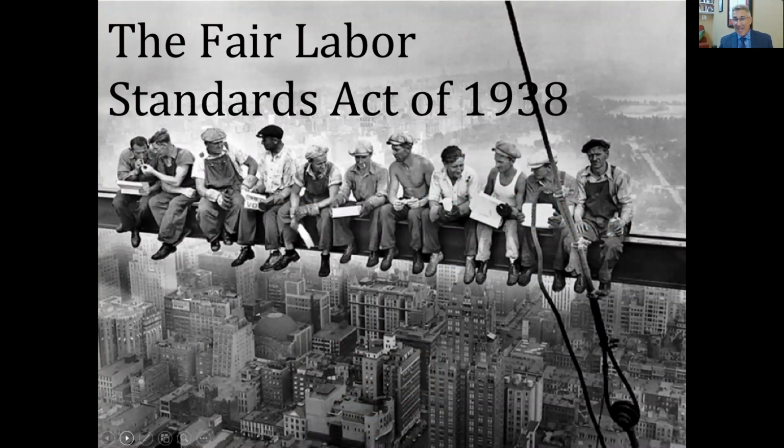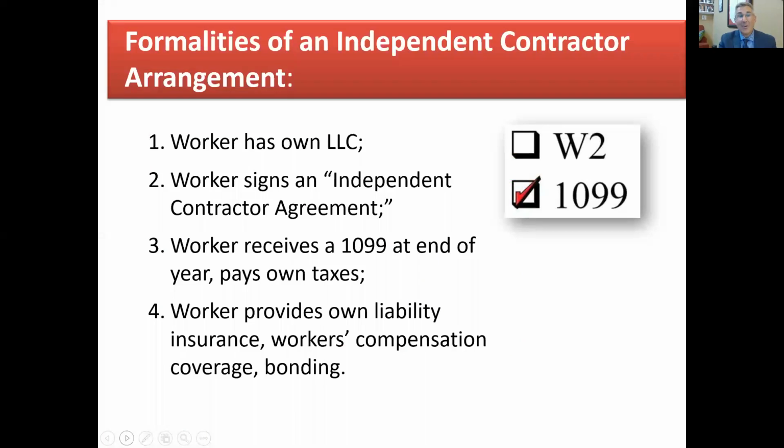Modern American agency law at least originates from a piece of federal legislation passed during the New Deal, the Fair Labor Standards Act of 1938, when apparently people had to take their lunch on steel girders high over cities. Modern times are governed by the US Department of Labor, and there are basic criteria.